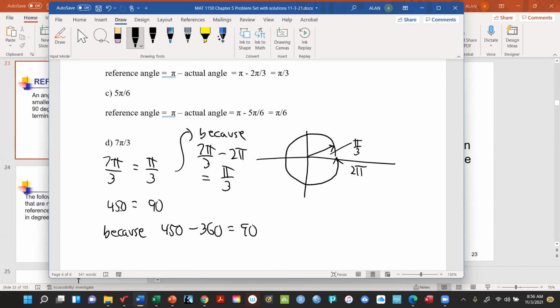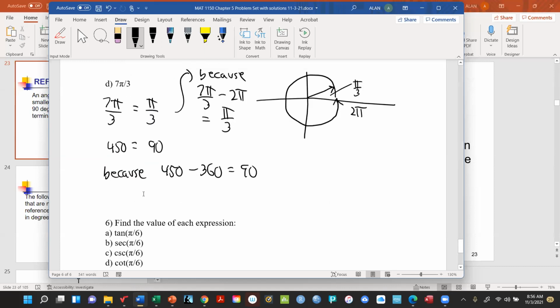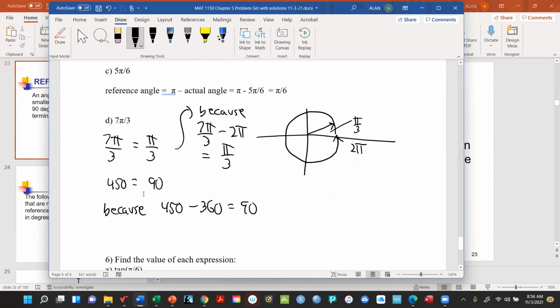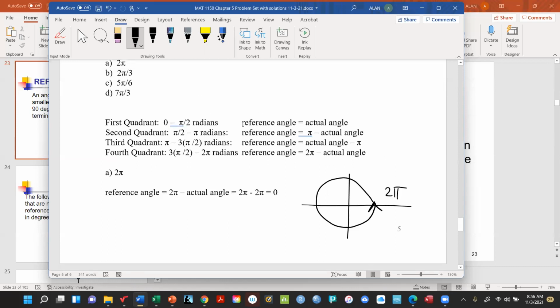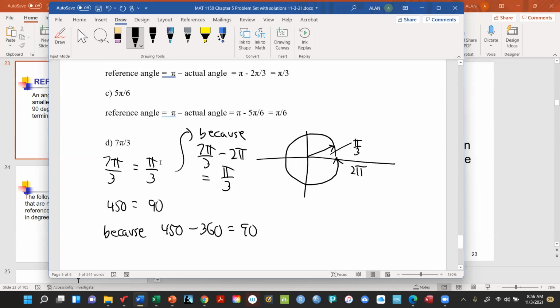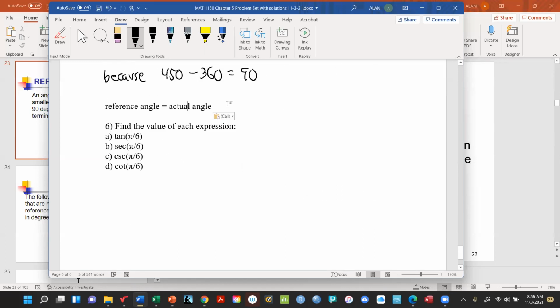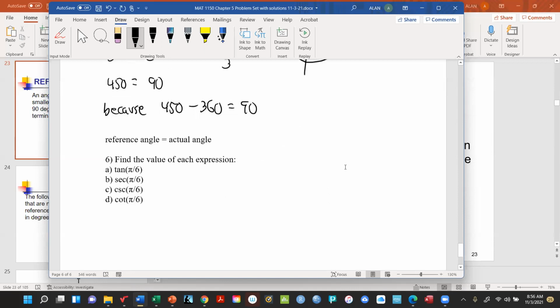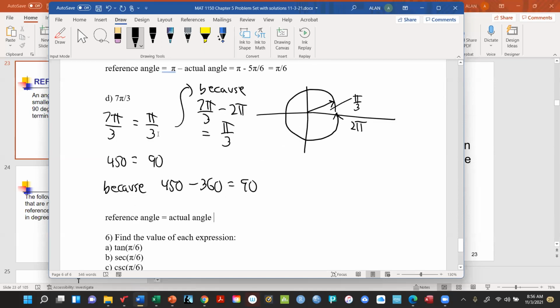So that being the case, we're actually in the first quadrant. That's the tricky part. So I'm going to copy the rules for the first quadrant. Yeah, so they were all easy up to that point. And then all of a sudden, we found ourselves going past what we're used to seeing. And that means that the reference angle in the first quadrant is just the actual angle, which means pi, not 7 over 3, but pi over 3. Okay.